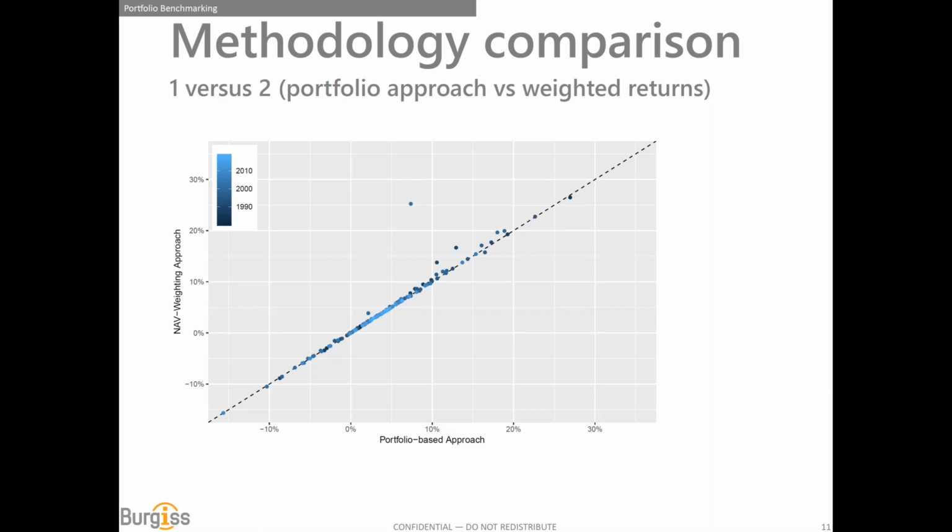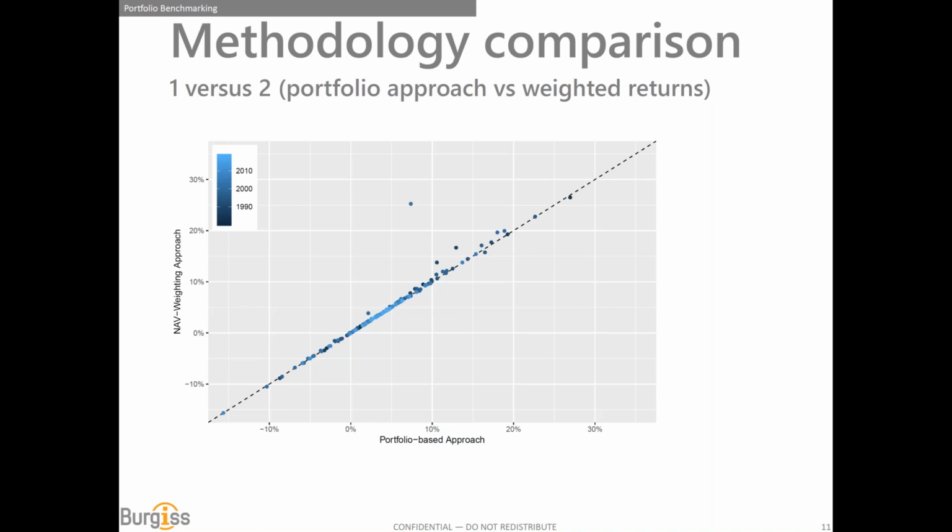In other words, it's the line where both numbers are equal. So if both methodologies produced exactly the same returns, then all the dots, which represent each quarter of the data set, would be exactly on the 45-degree line, the dotted line. As you can see, most of them are fairly close to the 45-degree line. And what that shows is that this second, return-weighting methodology is a reasonable approximation to the correct methodology.